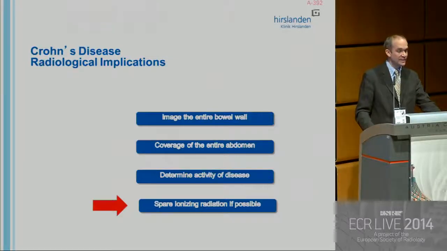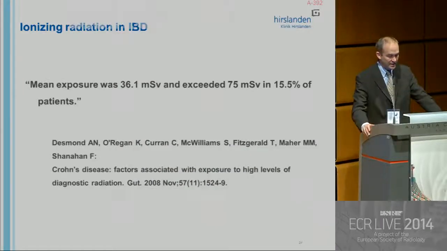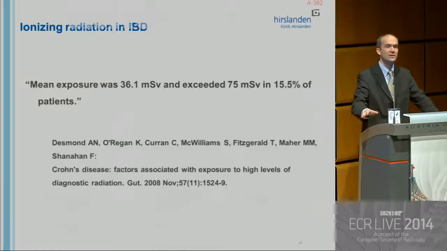And this leads me to the last point, spare ionizing radiation. There's a paper in Gut where they looked at the radiation exposure of people with Crohn's. The mean exposure of these patients was 36 millisievert, and over 15% exceeded 75 millisievert exposure, just because every time they came in, they said, oh, Crohn's needs an abdominal CT, and they get their abdominal CT.